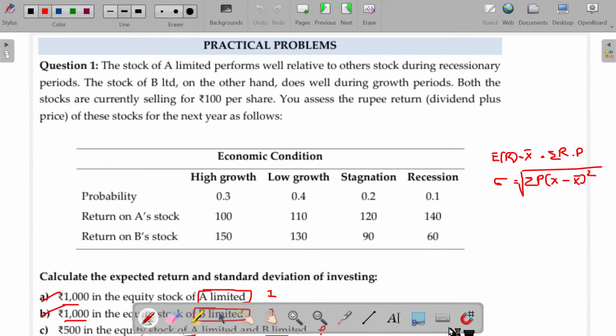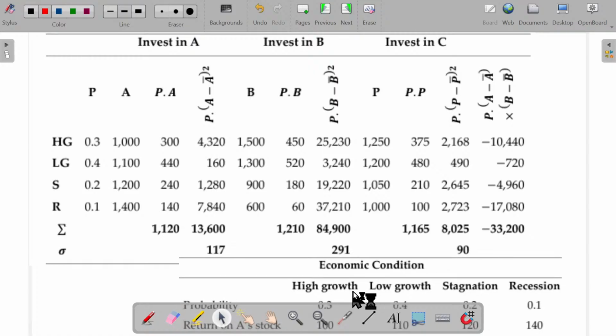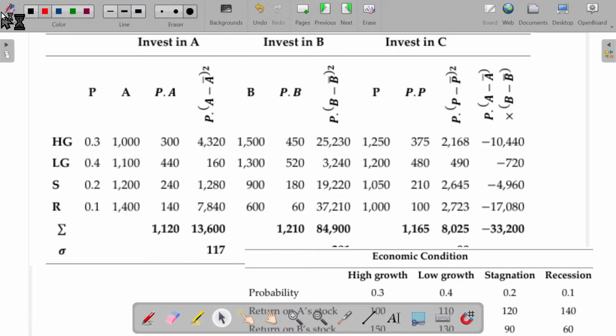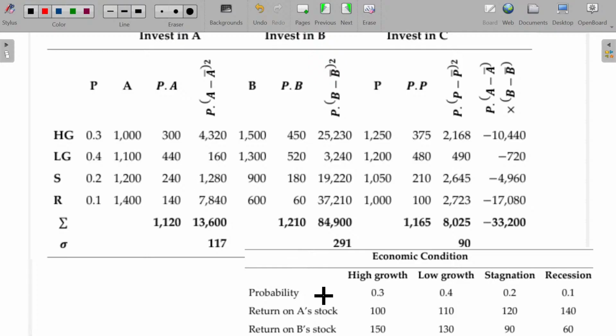This one is only for understanding purpose. I'll do it this way. So high growth, low growth. You have to multiply these two and then take the summation of this. This is called the expected return of A. Expected return of A.